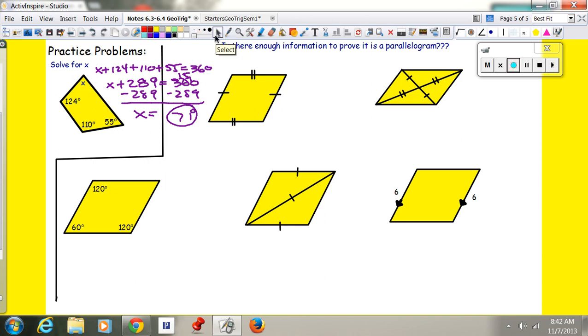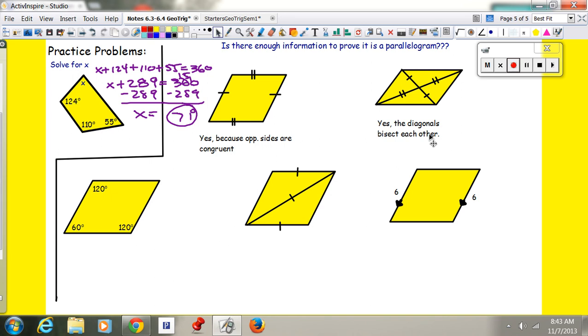All right, is there enough information to prove that each one is a parallelogram? How about this first one right here? Is that enough information? Because opposite sides are congruent. If opposite sides are congruent, it has to be yes. Yes, because opposite sides are congruent. Is this enough information to say, yes, I know that's a parallelogram? What was the reason on this one? Diagonals bisect each other. That has to be a parallelogram if that happens. If the diagonals are cutting each other in half, it's got to be a parallelogram.